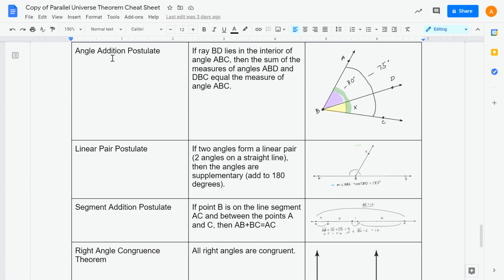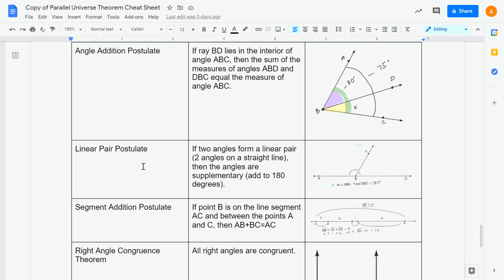Scrolling down, we have our postulates. These came from the previous quarter, but let's recap them really quick. The angle addition postulate shows if we have these two pieces of an angle, we can add them together to get the full measurement of the angle that they make up.